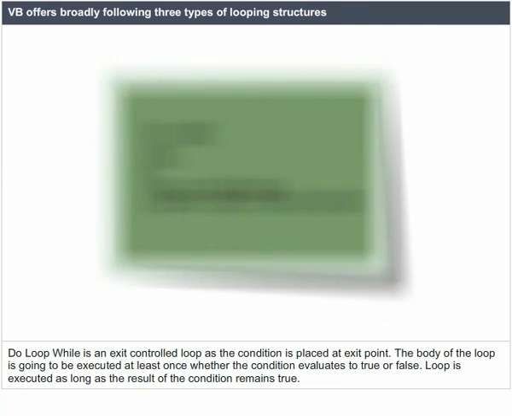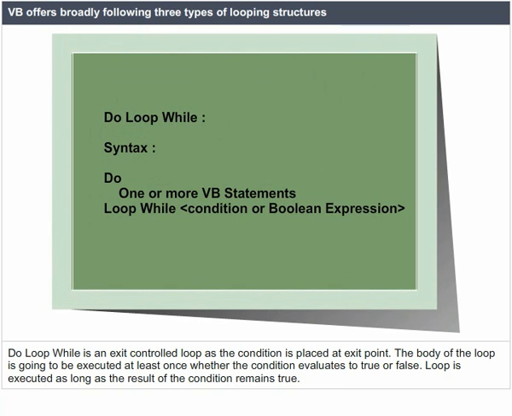Do loop while. Syntax: do loop while is an exit control loop as a condition is placed at exit point. The body of the loop is going to be executed at least once, whether the condition evaluates to true or false. Loop is executed as long as the result of the condition remains true.